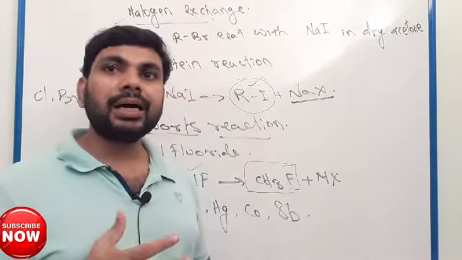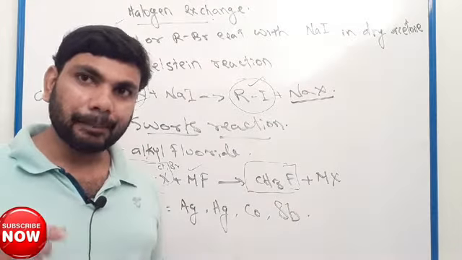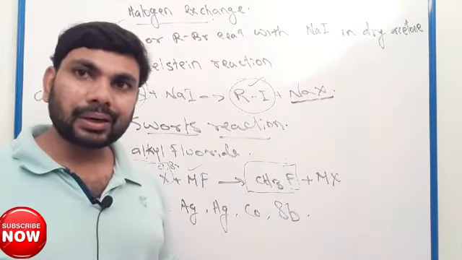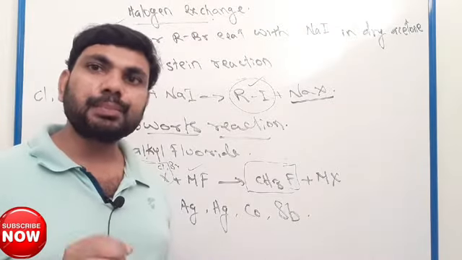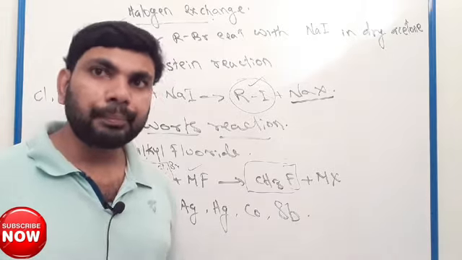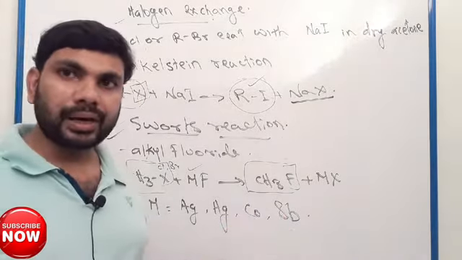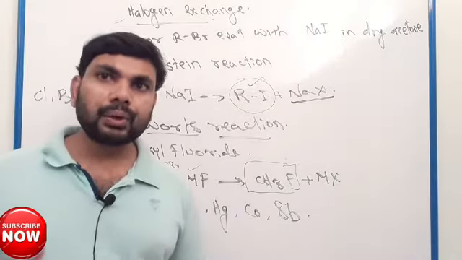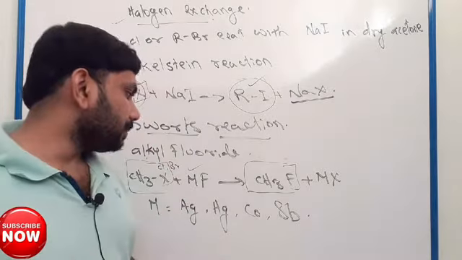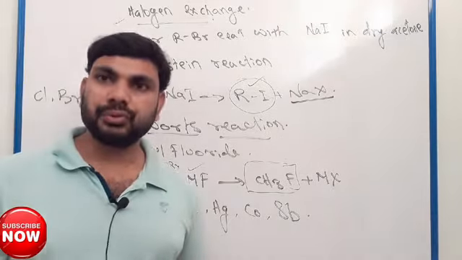I told you metal fluoride, so you have to take silver fluoride. Metal means silver, mercury; you have to choose one of these metal fluorides: silver fluoride, mercury fluoride, antimony fluoride, cobalt fluoride. So the metal is silver, mercury, cobalt or antimony. Four different metals, and we have to choose one of them.